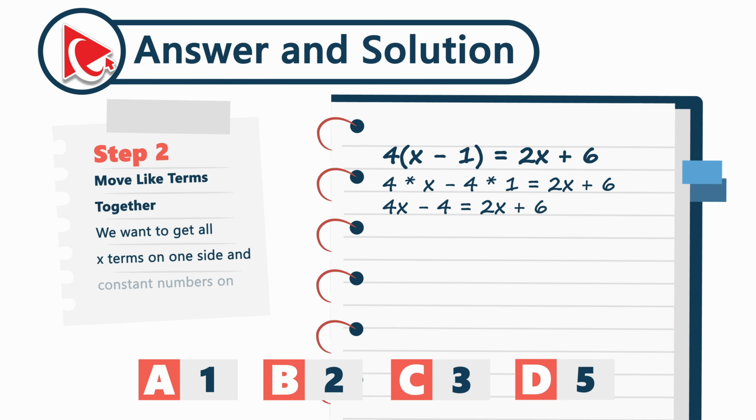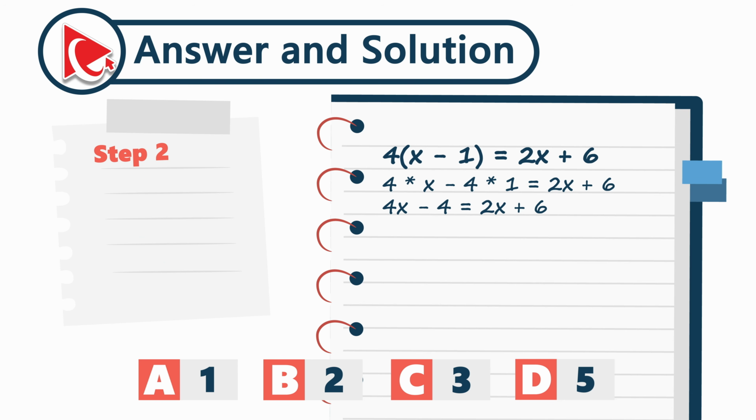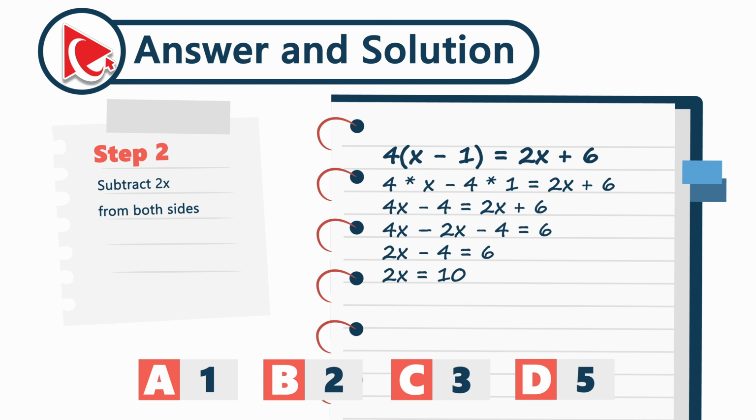Now let's move the terms together. The objective is we want to get all x terms on one side and constant numbers on the other. Let's subtract 2x from both sides. 4x minus 2x minus 4 equals 6. So 2x minus 4 equals 6, which means that 2x equals 10.